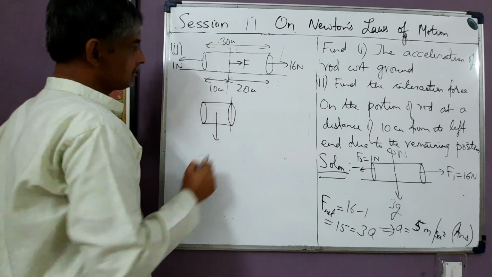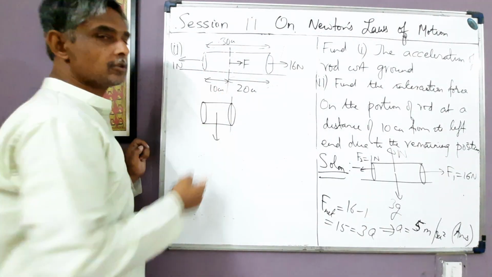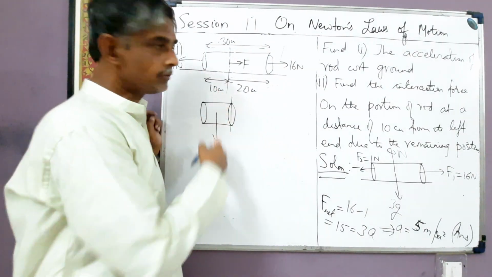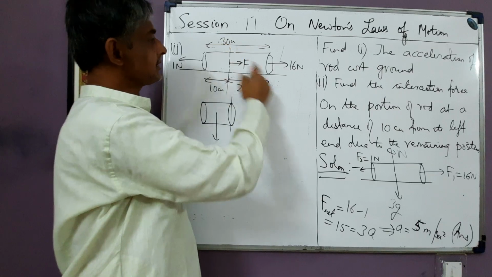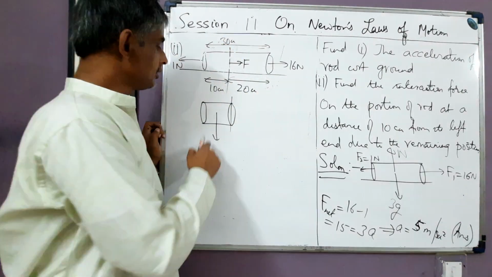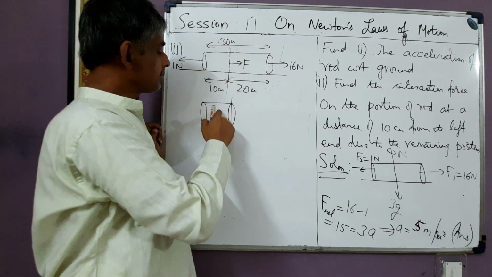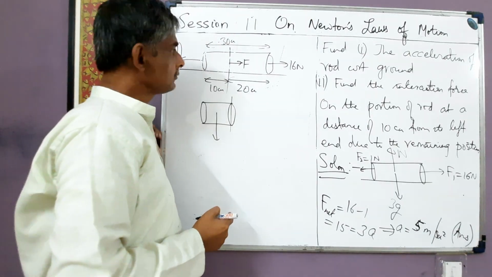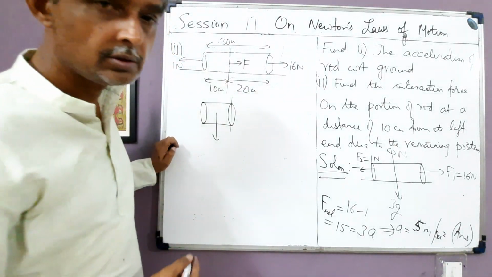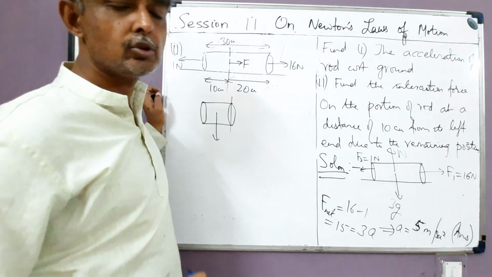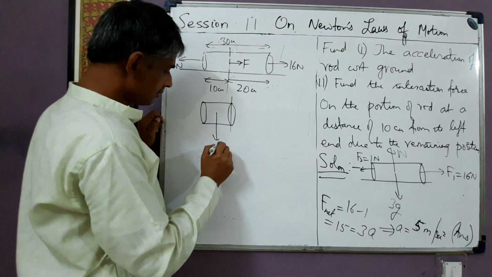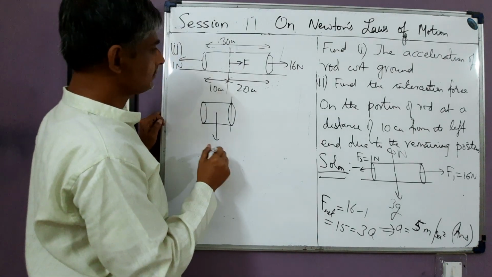So first, the mass of this 10 centimeter part of the rod. The rod is given to be uniform. So the 30 centimeter rod length has a mass of, say, 3 kg. So the 10 centimeter part of the rod will have a mass of 3 kg times 1/3, which is 1 kg, because the rod is given to be of uniform density. So here I get 1 g.